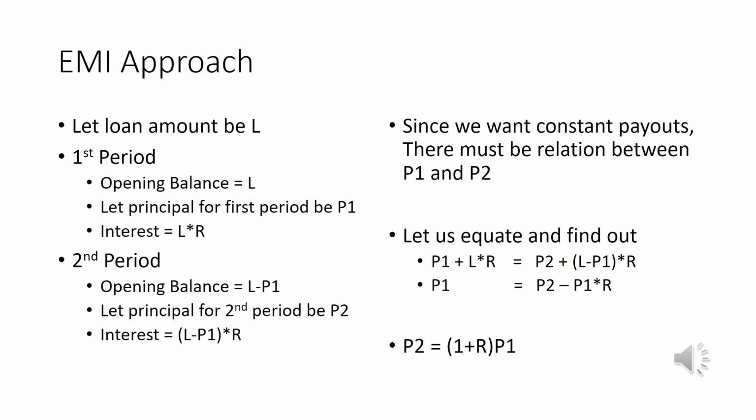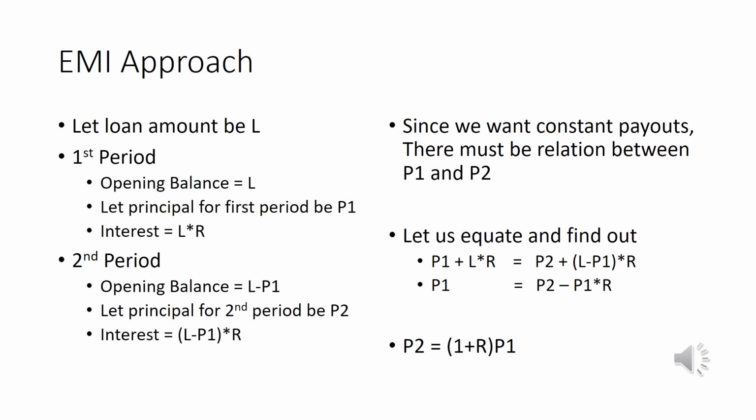Let the loan amount be called L. In the first period, the opening balance is L. We are looking at the principal for this period as P1, some principal P1. We have to find this out. And the interest paid for the first period is the complete amount L multiplied by the rate of interest. That would be the interest I would charge. So in our case, it's 5 million into 5.8 percent, which is $290,000. That would be the interest for the first period.